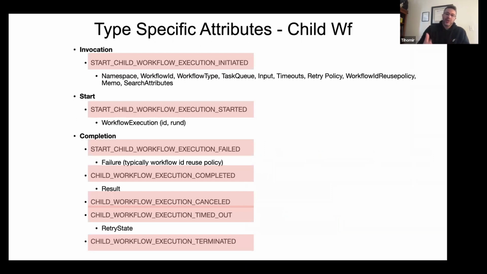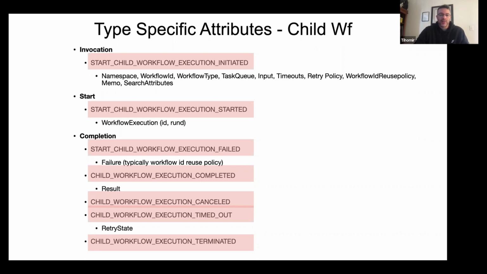Now, I know this is boring, but we'll get much more exciting here. These are the most important type-specific attributes for child workflow related events. We have the child workflow execution initiated event, which is generated when, in your workflow code, you want to invoke a child workflow. Then when the execution of your child workflow actually starts, we have a child workflow execution started event. And then, similarly to activities, we have a number of completion events.